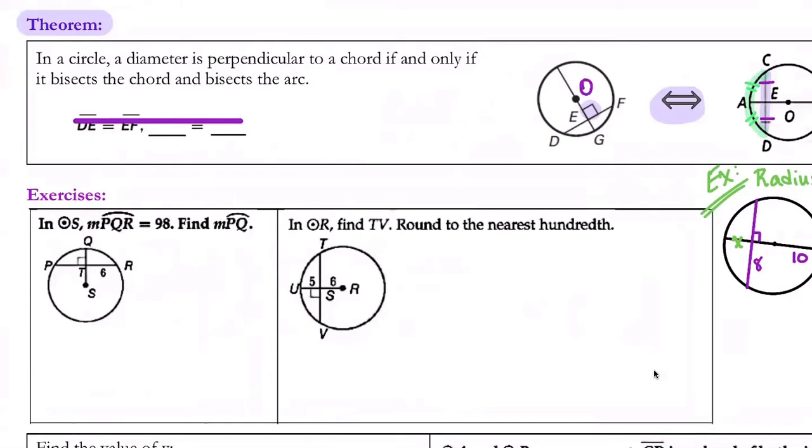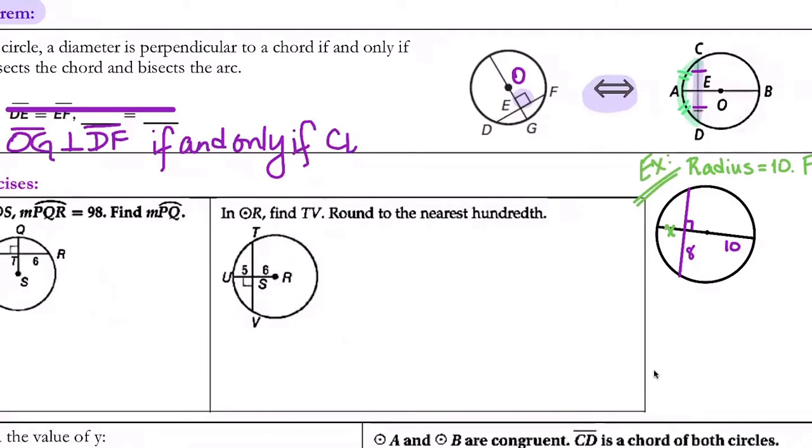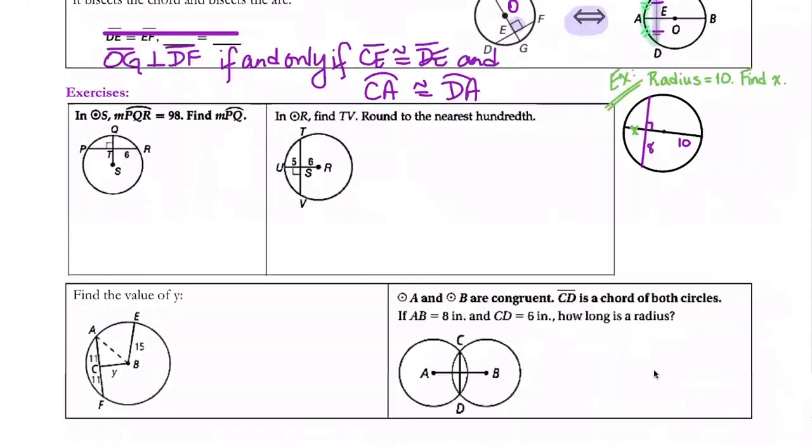Let's call that circle O like it is in the other picture. So if segment OG is perpendicular to segment DF, if and only if segment CE is congruent to segment DE and arc CA is congruent to arc DA. My letters here and here don't quite match, but I think you get the idea.